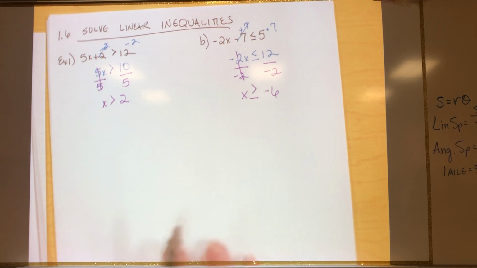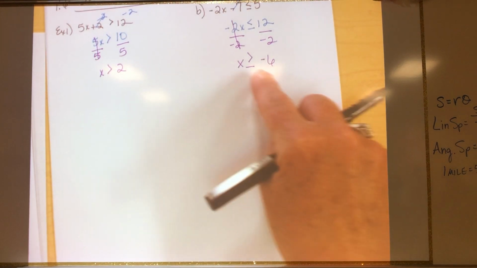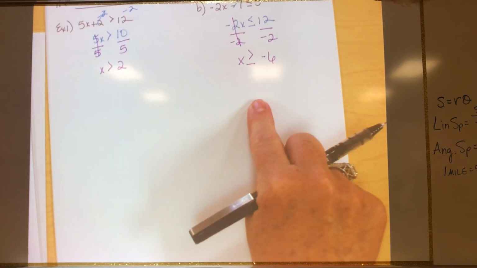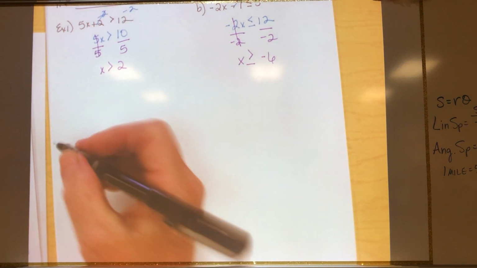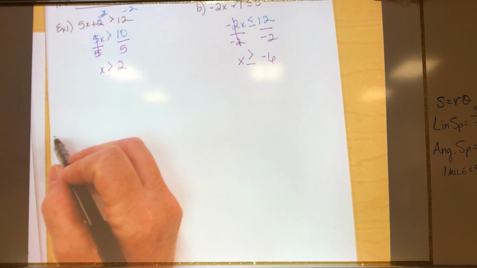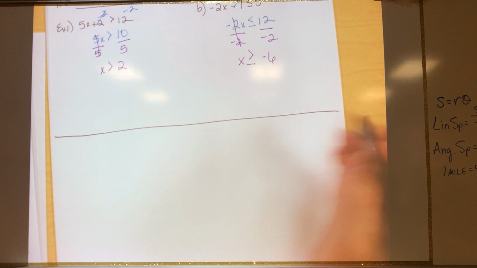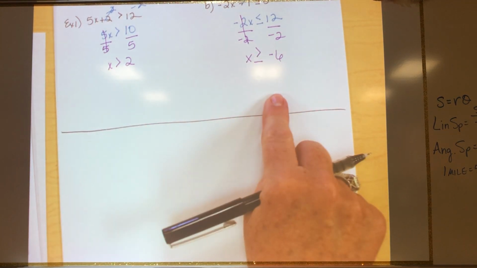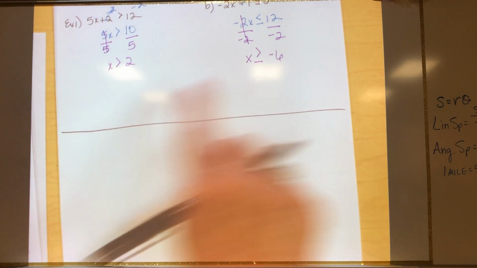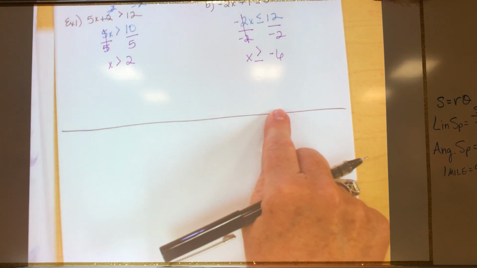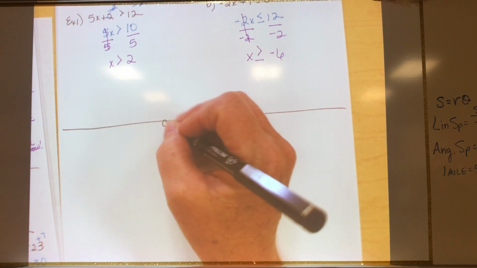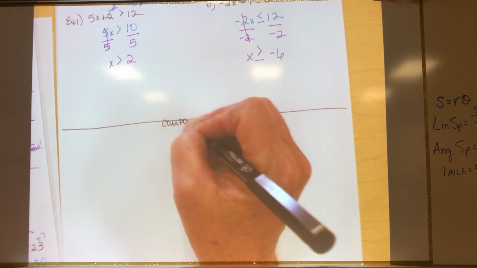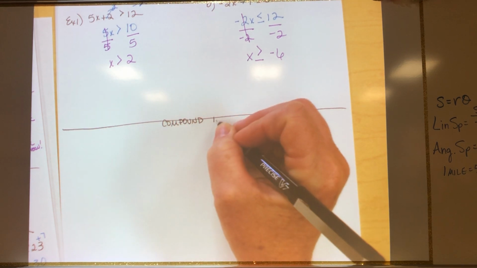All right. So now here's what I want to do. I want you to skip about 3 lines, and then I want you to draw a line, and we're going to start working some more, but we're going to come back and put some stuff there later. All right, so we're going to talk now about compound inequalities.